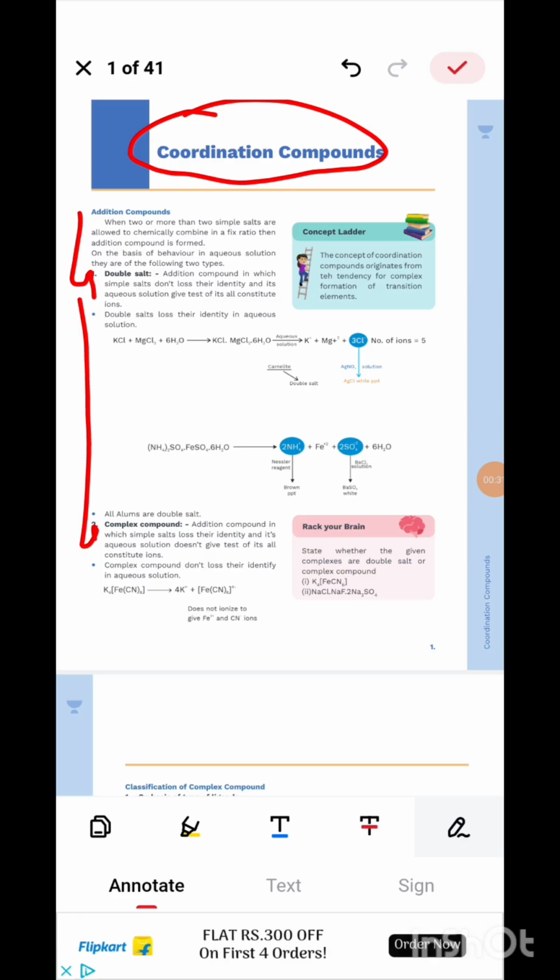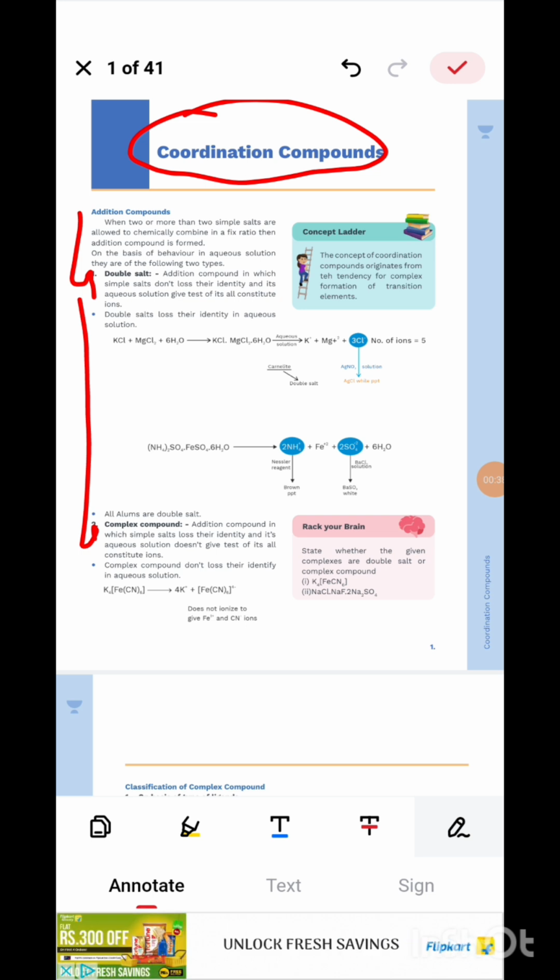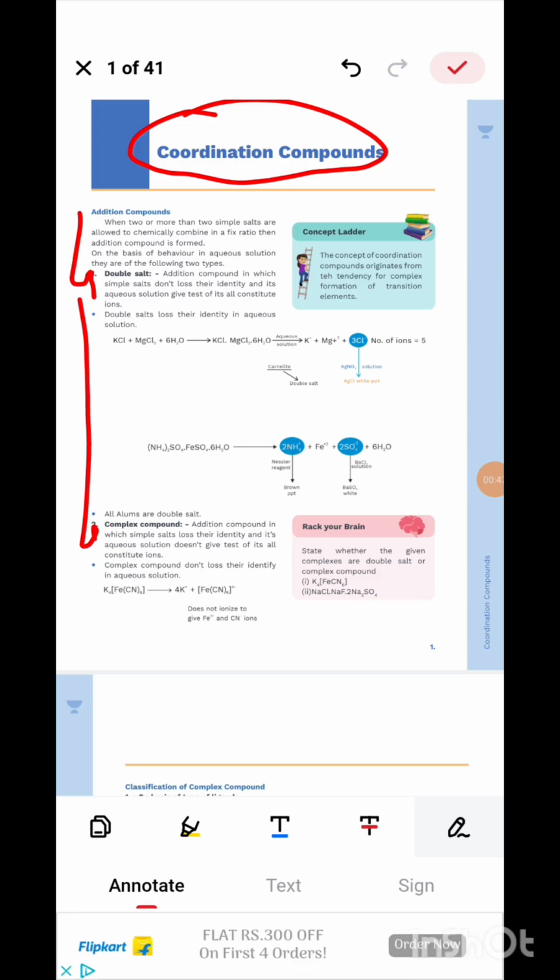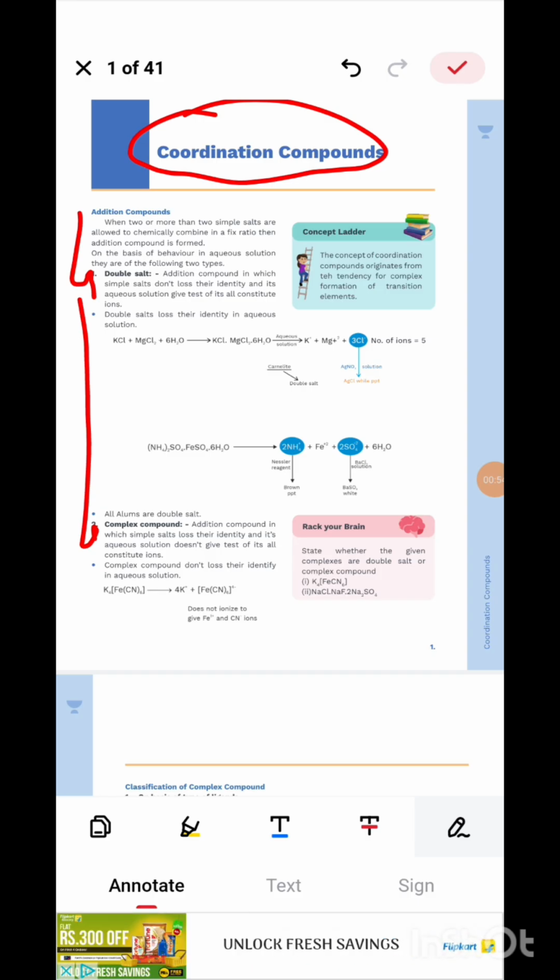Okay, so if you see the double salt, then the double salt is very complex in nature, you can say. And if you dissolve it in aqueous solution, then this type of salt loses its identity. Means in an addition compound, the simple salts don't lose their identity, and their aqueous solution gives the test of all the constituent ions.